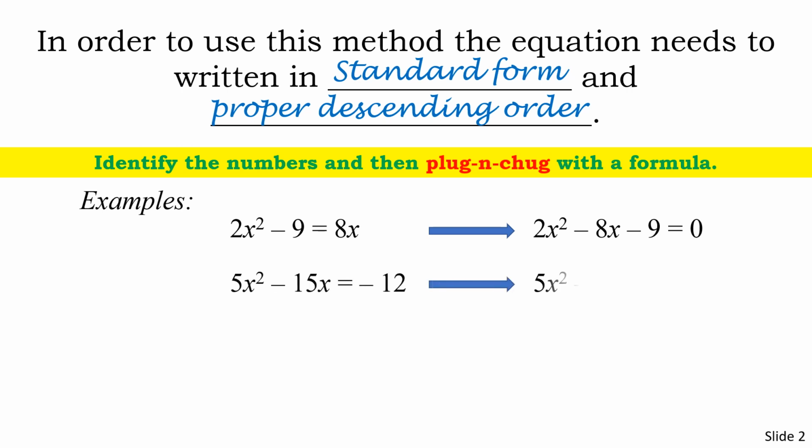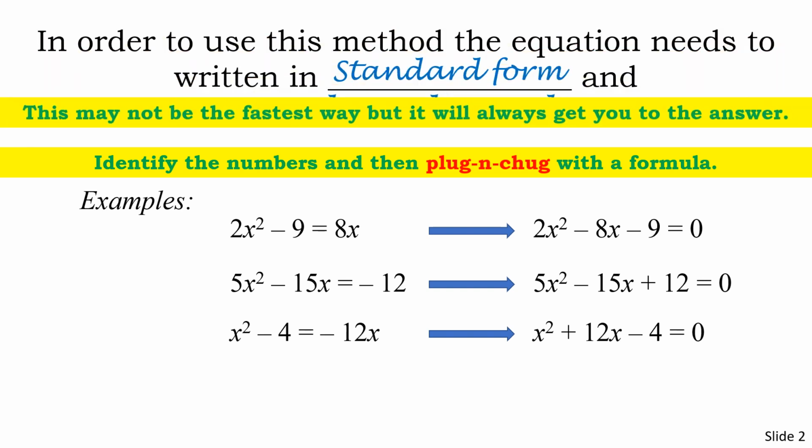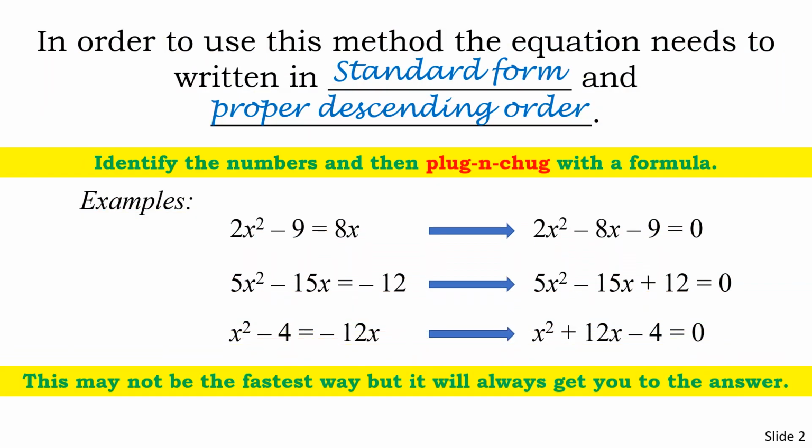Here's another one. We just move the 12 over. So just rewrite them in proper descending order. And this may not always be the fastest way, but it will always get you to the answer. A lot of times factoring is better. Completing the square might be quicker. Square root method if there's no linear term. But the quadratic formula will always get you to the correct answer. It may not be the fastest.